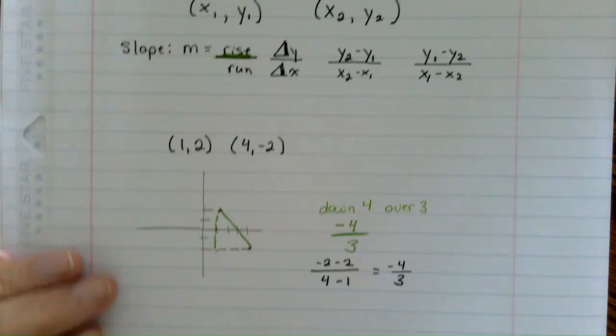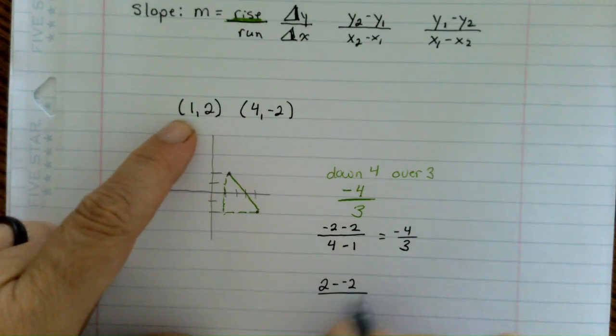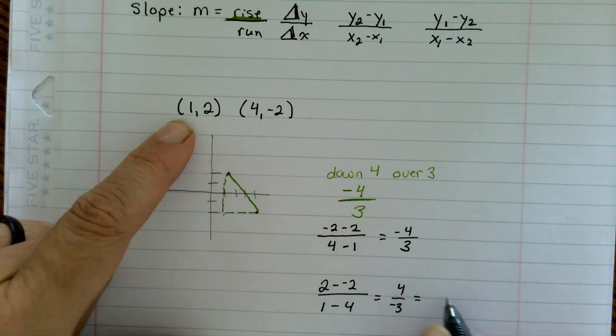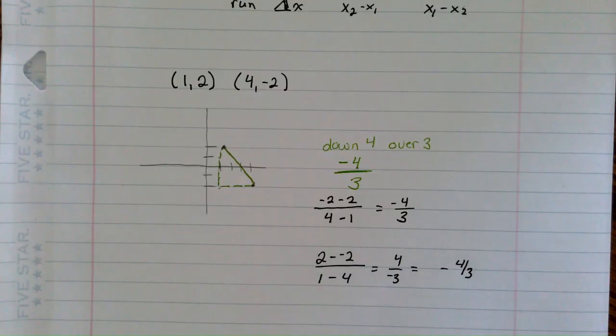And then just to prove it works the same way the other way, 2 minus negative 2 over 1 minus 4, 4 over negative 3, positive divided by negative is a negative, still the same answer. So we have 3 ways that we can look at that, and we are able to find the slope. So you can count, you can do a formula, it's up to you which way is going to work for you in that scenario.